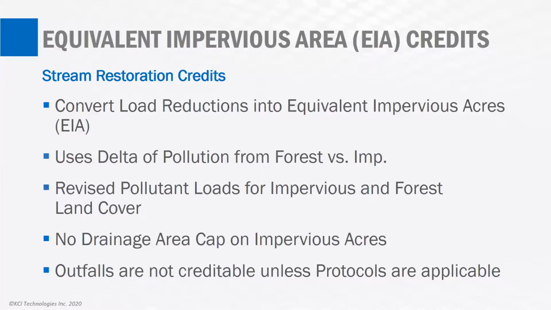The delta values represent the difference between true forest and aggregate impervious loads to signify the maximum restoration potential. So in the 2020 guidance, there are revised pollutant loads for impervious and forest land cover. There's also no longer a drainage area cap on impervious acres. And outfalls really are not creditable unless protocols are applied because you cannot use the planning rate for credit.